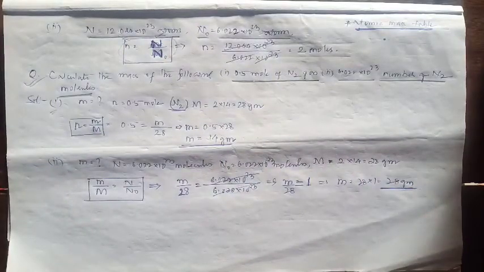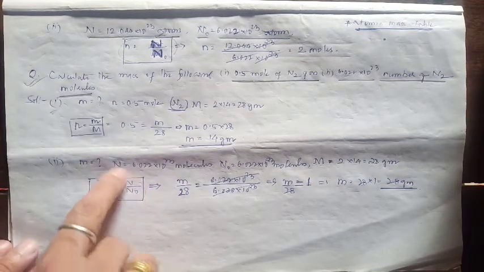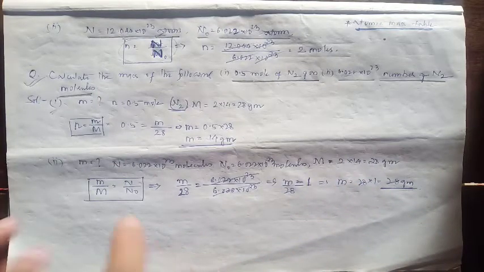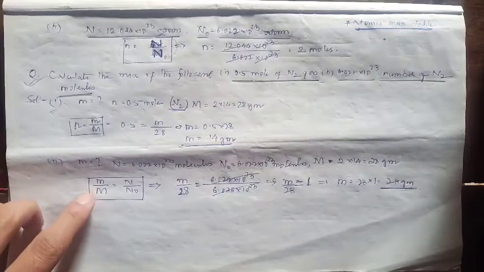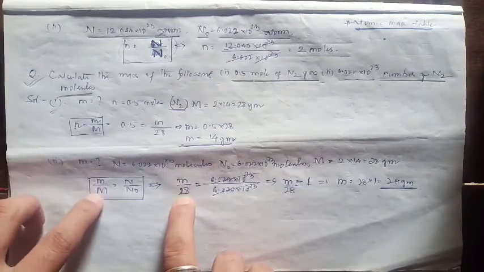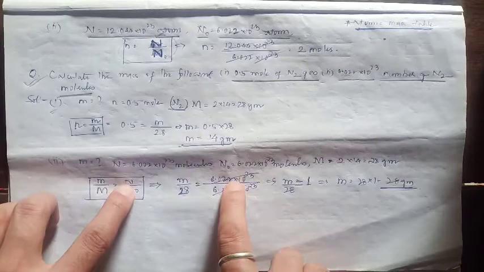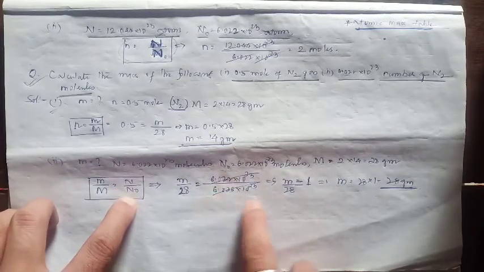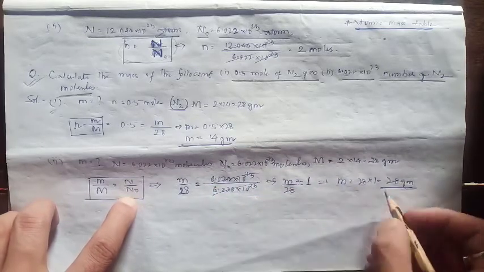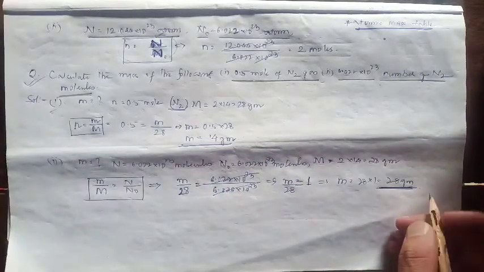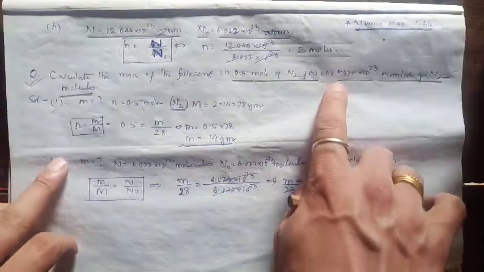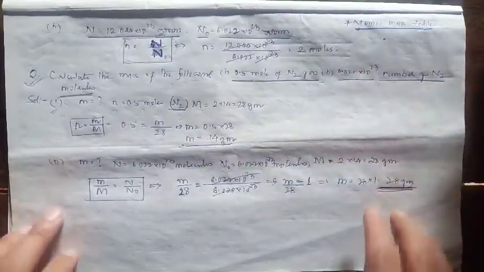This time we have been given the number of particles and we have to calculate the mass. The mass and number of particles are connected by this formula, so it is the appropriate formula in this case. Substitute the value: small m divided by capital M, that's 28, equals capital N, which is given to us, divided by N₀, the Avogadro number. If you simplify this, you'll get the value of m as 28 grams. So that's the mass of 6.022 × 10^23 nitrogen molecules.